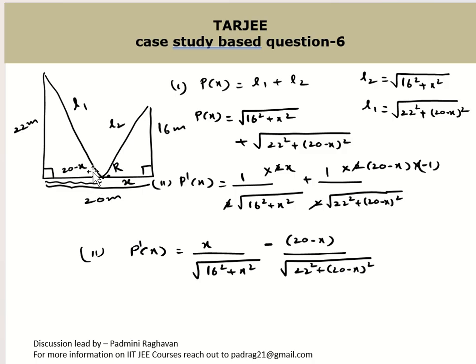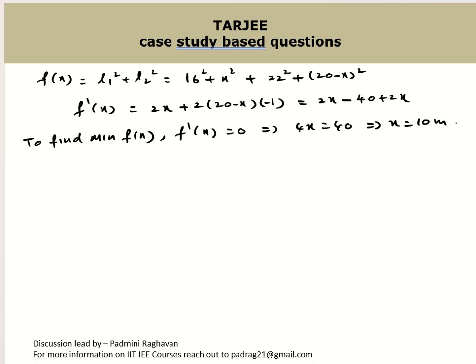So when you place the ladder exactly at the middle of the road, L1 square plus L2 square turns out to be minimum. Let us find the second derivative and justify it. F double dash of x is 4, which is greater than 0. Therefore, when x is equal to 10 meters, L1 square plus L2 square is minimum.